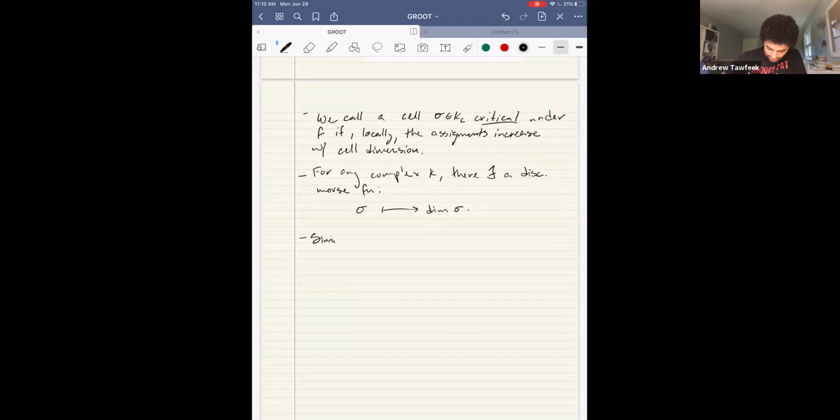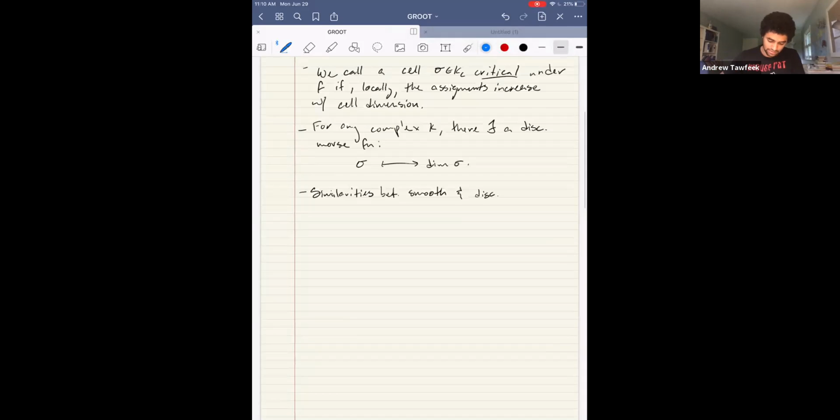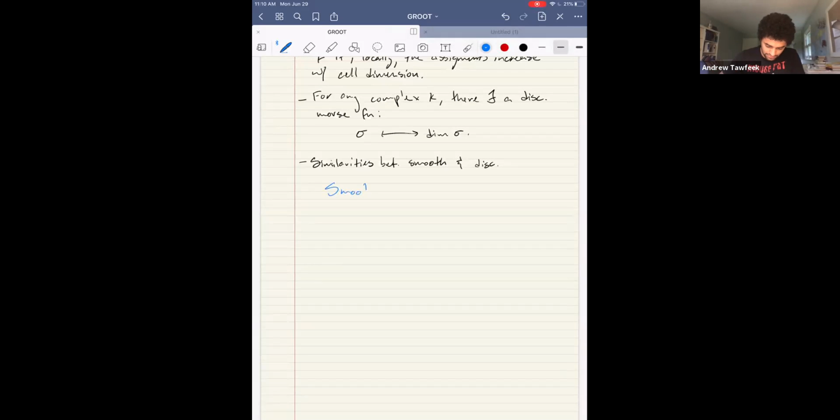Similarities between smooth and discrete Morse theory. So far it looks like this definition that Forman came up with kind of came out of nowhere. It's a bit messy. I personally don't really like it. But let me start showing some of the similarities between smooth and discrete Morse theory, just so you can see that this is almost kind of a natural way to define things. So here's smooth on this side, and here will be discrete.